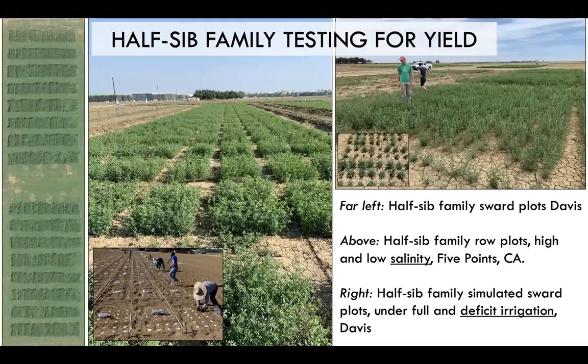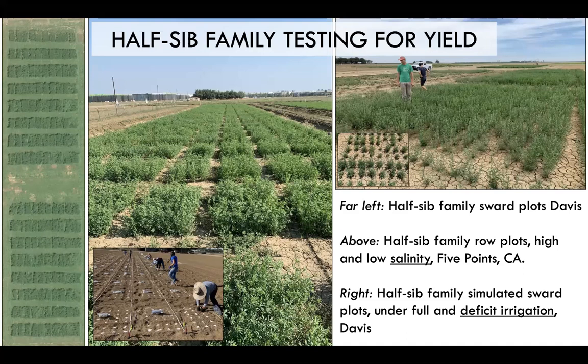So that's what we're doing now, looking at half-sib families, and ideally in solid seeded sward plots like we have in the picture on the left. It's about 80 half-sib families in a replicated trial that we can measure with machine harvesting under production conditions.